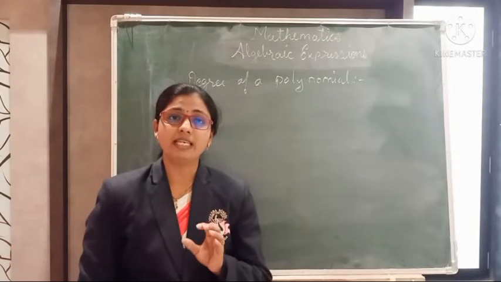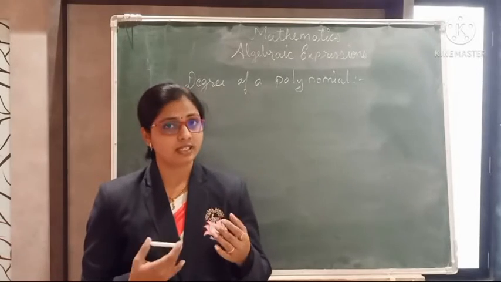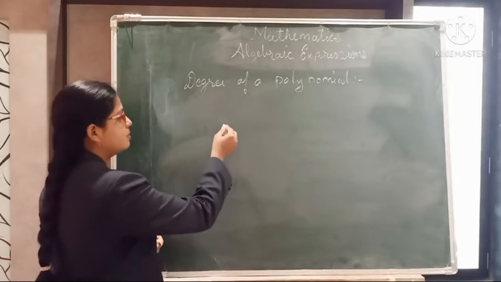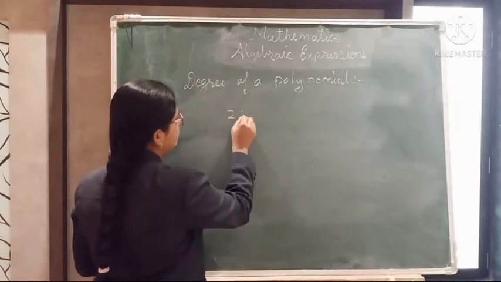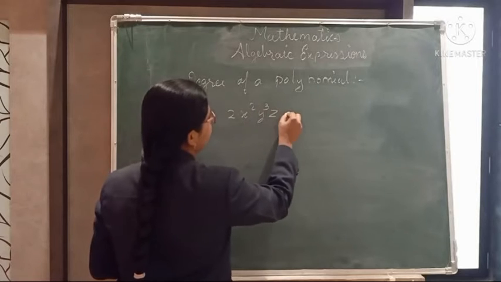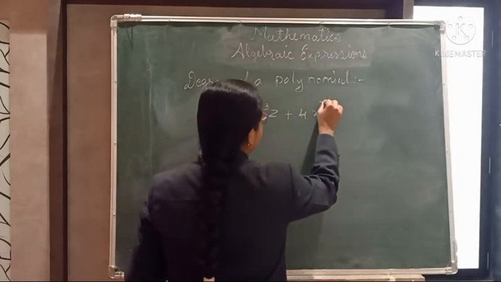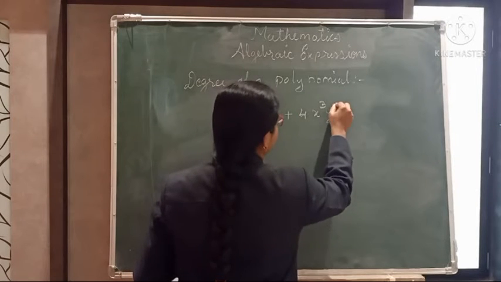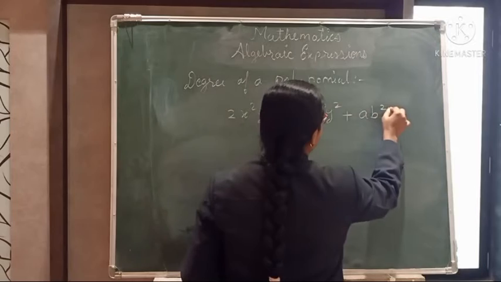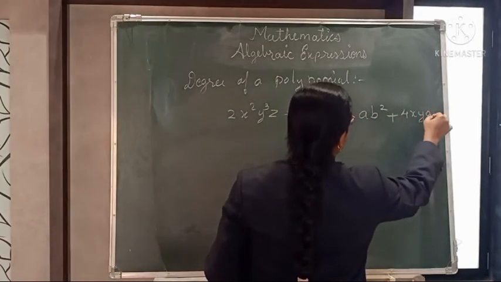Now, when two or more variables are present in a polynomial, how do we find the degree of the polynomial? For that purpose, we have different steps. Suppose we take one example as 2x square y cube z plus 4x cube y square plus ab square plus 4xyz.